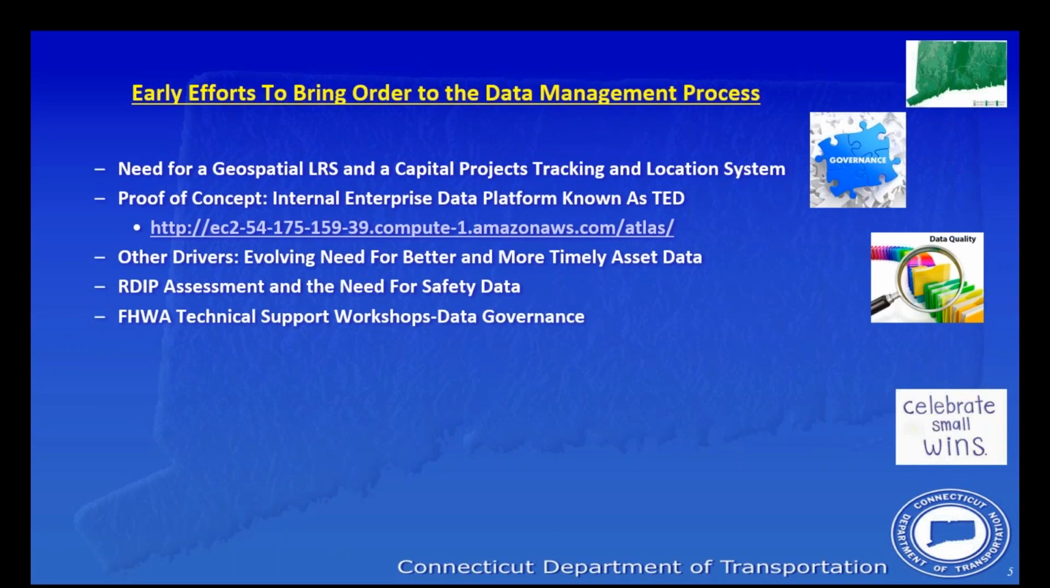So I briefly want to describe early efforts to bring order to the data management process. The first was a perceived need here between our roadway folks and our capital projects folks that they needed to work together to create some geospatial capability to track and locate projects. A proof of concept was developed, and a data platform known as TED was created as a prototype. Down the road, there were other drivers that were forcing us to look at data as a systemic resource in the department. One was the asset management plan, and then we turned to Federal Highway and invited them to come in here in late 2016 to do an RDIP assessment, and we took advantage of workshops after that.